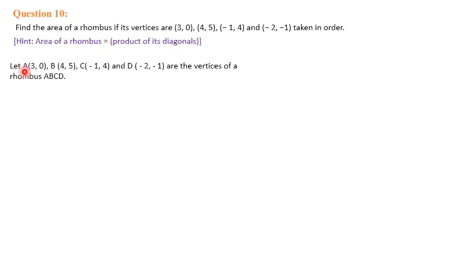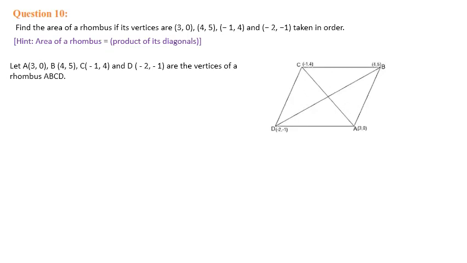Let us assume A(3, 0), B(4, 5), C(-1, 4) and D(-2, -1) are the vertices of a rhombus ABCD. I have simply labeled the vertices and named the rhombus ABCD. Plot a rough diagram and plot the points A, B, C, D there. Please note that these vertices must be in order. That is what the given question says.